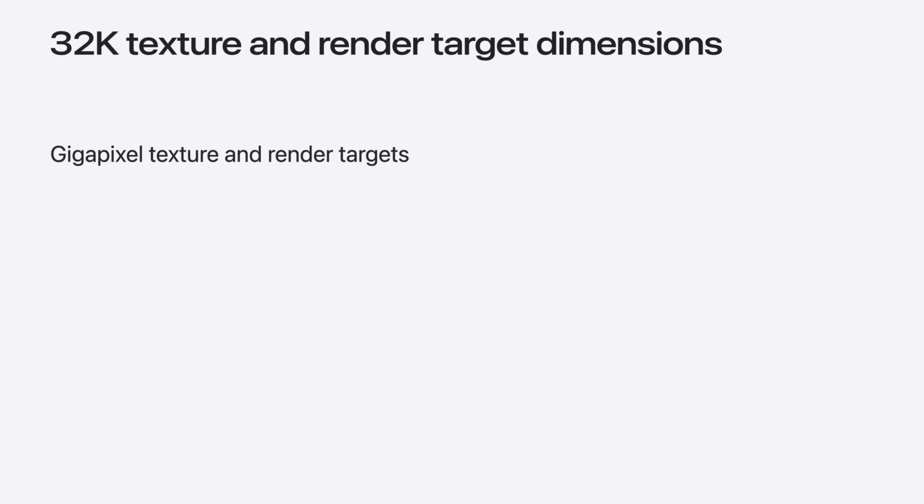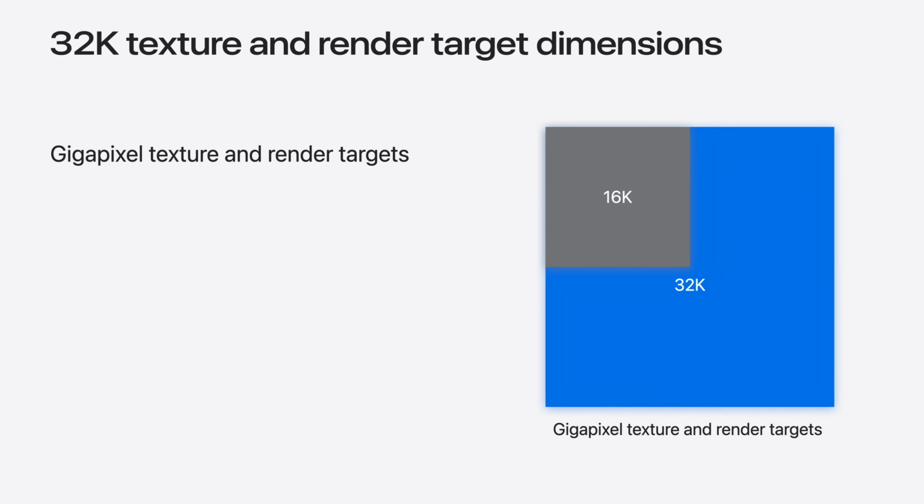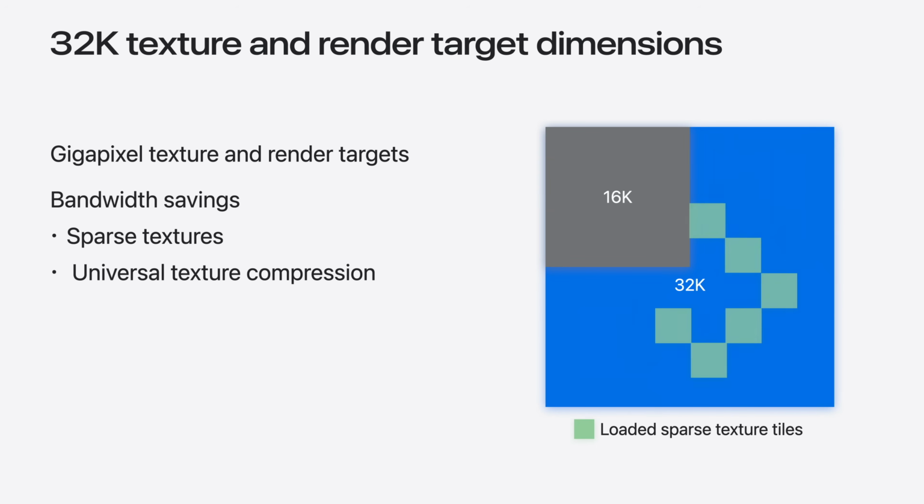M5 increases maximum texture dimensions to 32K, supporting gigapixel textures and render targets. Modern productions are already pushing past 16K. LED volumes, projection domes, 17K cinema cameras are here today. It helps future-proof content for tomorrow's displays. And with sparse textures and universal texture compression, M5 handles these massive assets efficiently without blowing through your memory budget.